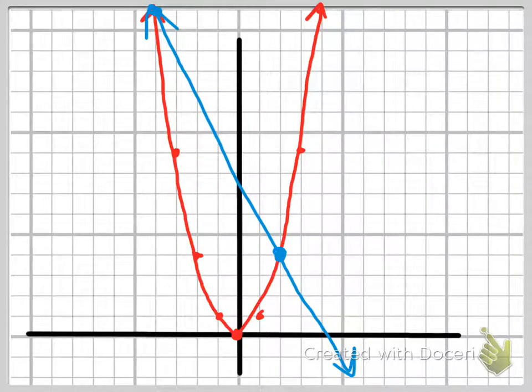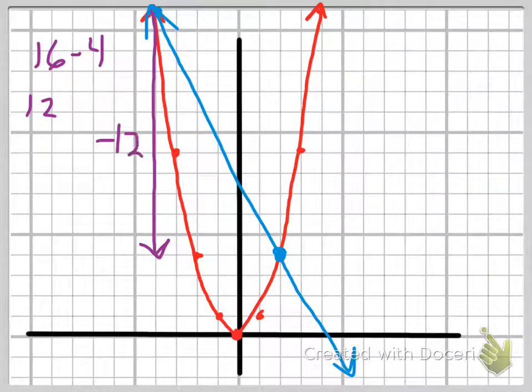So I'm going to make a slope triangle. From this point up here, if I want to go to the other point, I'm going to go down, from 16 down to 4. That's a total of 12. So I'm going down 12, which is actually a -12. And then I'm going to go to the right, from -4 to positive 2, which is going to be 6.